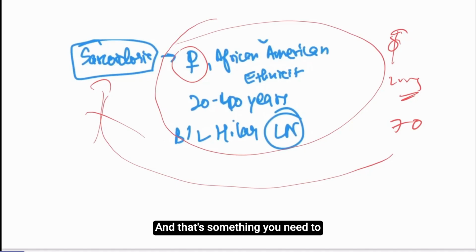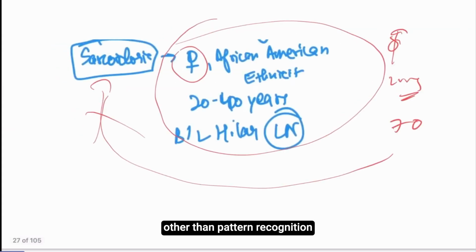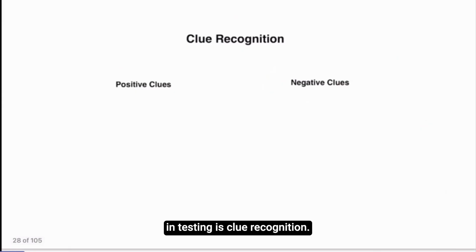And that's something you need to hone in on, because the more you can do it, the more you'll be able to rule in or rule out things. And we'll go back to the same question and use these same skills that I'm going to teach you. The second skill that you need to learn, other than pattern recognition, in test taking is clue recognition. And there are different clues the question writer will give you. There are positive clues and there are negative clues.